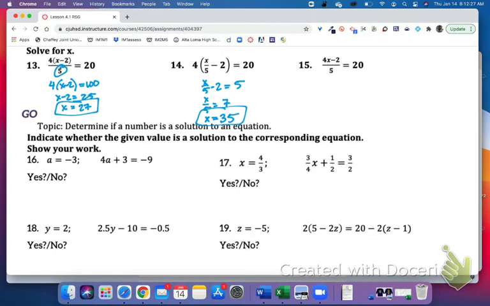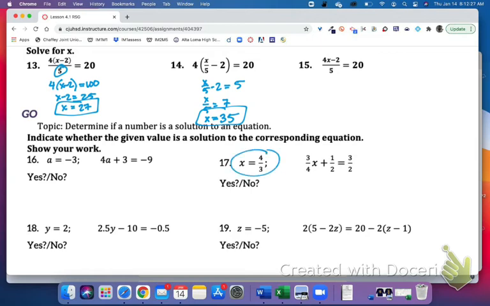For the go portion, tell me whether it is a solution or not. So let's go through number 17. Number 17 is going to be pretty challenging.